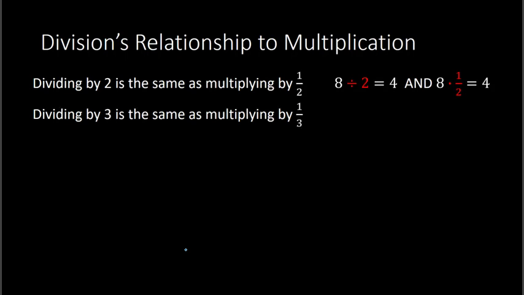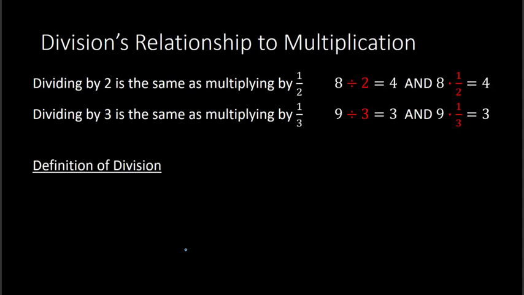If you were to divide by 3, that is the same as multiplying by 1 over 3. So for example, if you had 9 divided by 3, that would equal 3. And 9 times 1 over 3 would also equal 3. So division is a form of multiplication.